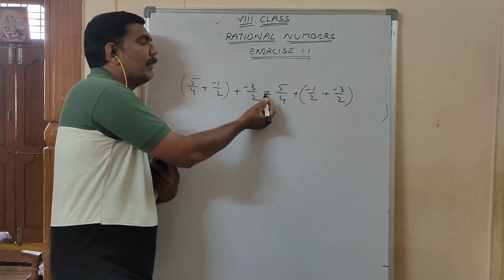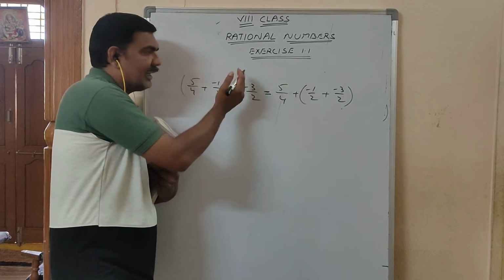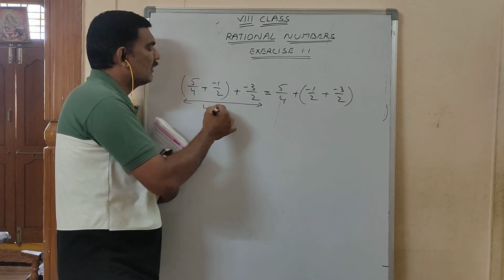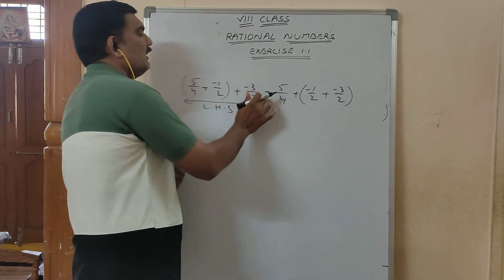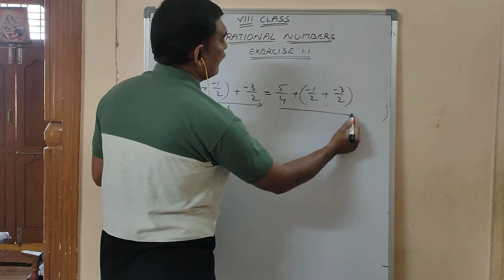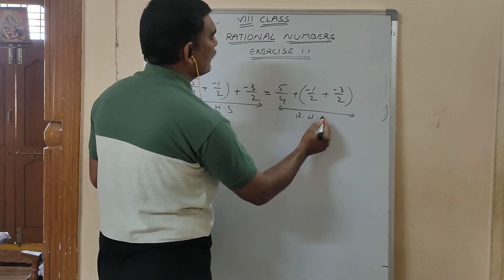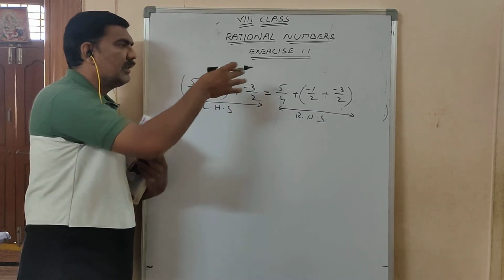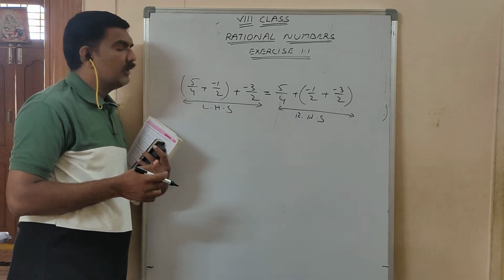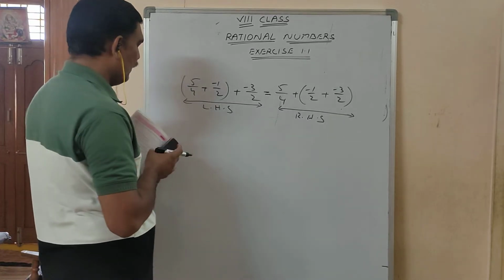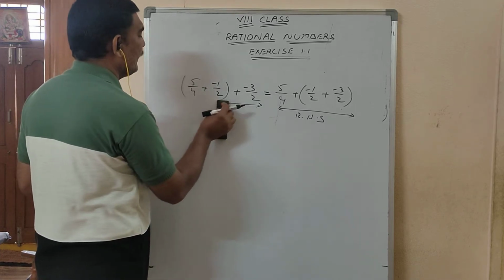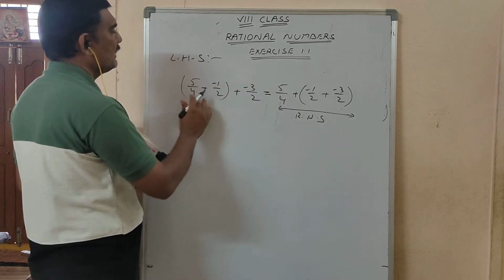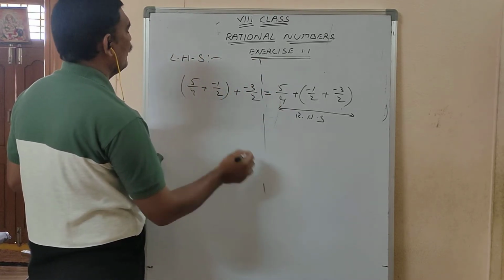For this symbol, whatever is there on this side, up to here, is called LHS, left hand side. Whatever is there on the other side is called RHS. Whenever they ask to verify, we should take LHS separately and RHS separately. So I am taking only LHS. Forget about this one.